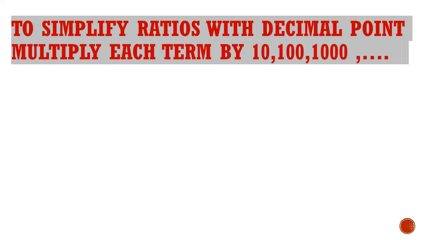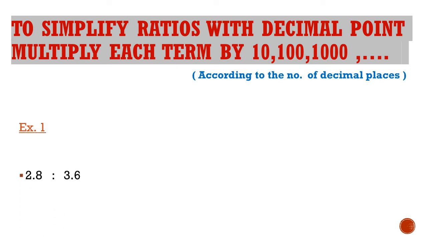To simplify ratios with decimal point, multiply each term by 10, 100, 1000 according to the number of decimal places. Did you remember? We said that ratio must be whole numbers. Now we have a ratio between two decimal numbers. We need to convert decimal numbers to whole numbers. Check how many decimal places do you have in each term. We have here one decimal place in the first and one decimal also in the second.